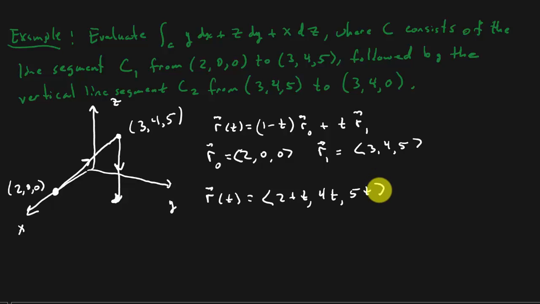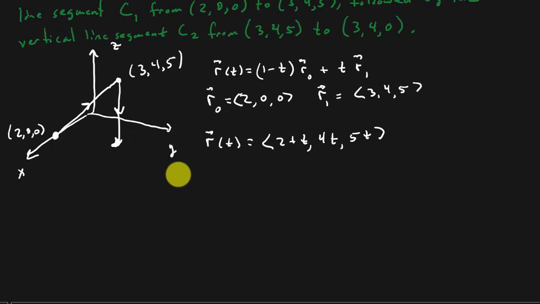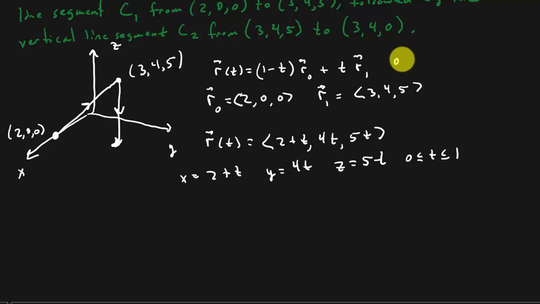All right. So we get x is equal to 2 plus t, y is equal to 4t, and z is equal to 5t. And t is between 0 and 1. Remember, that's from our formula. That's our formula there, and in that formula it says t is between 0 and 1.